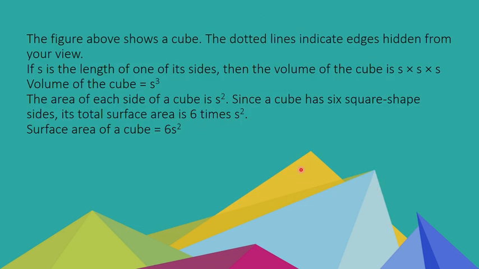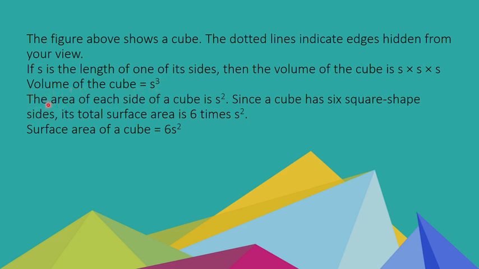The figure above shows a cube. The dotted lines indicate the edges of these hidden faces you view. If s is the length of each side, then the volume of the cube is s into s into s. So the volume of the cube is s cube.